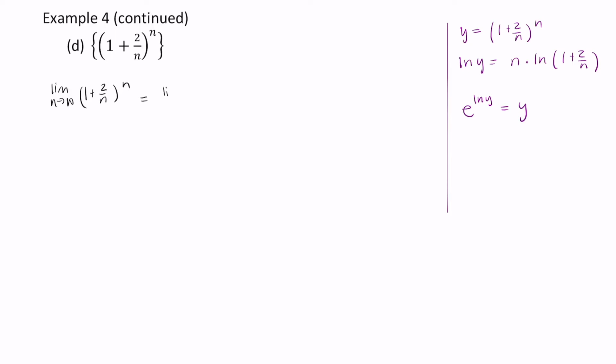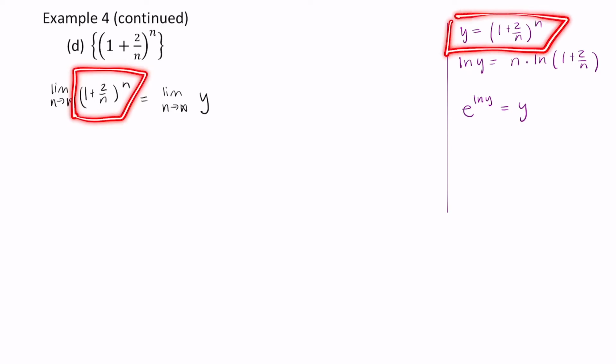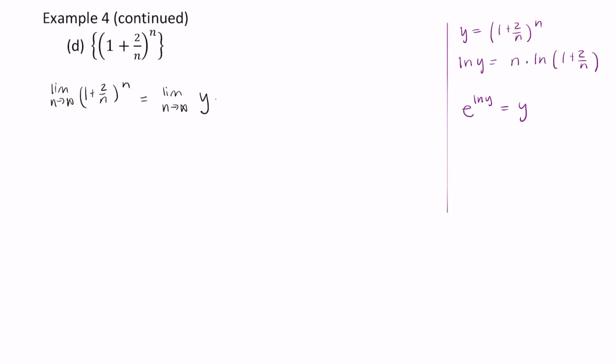Well, I'm going to rewrite this as the limit, and we still have n approaching infinity of y instead of this. And that's because here I said let y equal this entire quantity, or this amount that is my sequence. Then I can rewrite this as the limit as n approaches infinity of e to the ln of y. Next, we can rewrite this as e to the limit as n approaches infinity of ln of y.